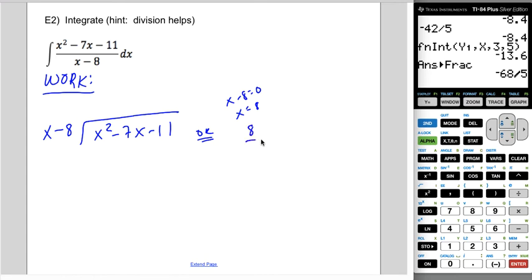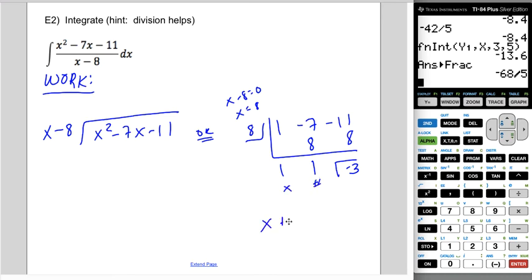So I could put an 8 here, 1, negative 7, negative 11. It's up to you. I really don't care. I'm going to walk you through both. If I did synthetic, I'd drop the 1 down, multiply the 8, and add straight down. Multiply the 8 and add straight down. This is my number, and this is my x. If I did it this way, I get that this whole thing is equal to x plus 1 plus this negative 3 over the original factor.